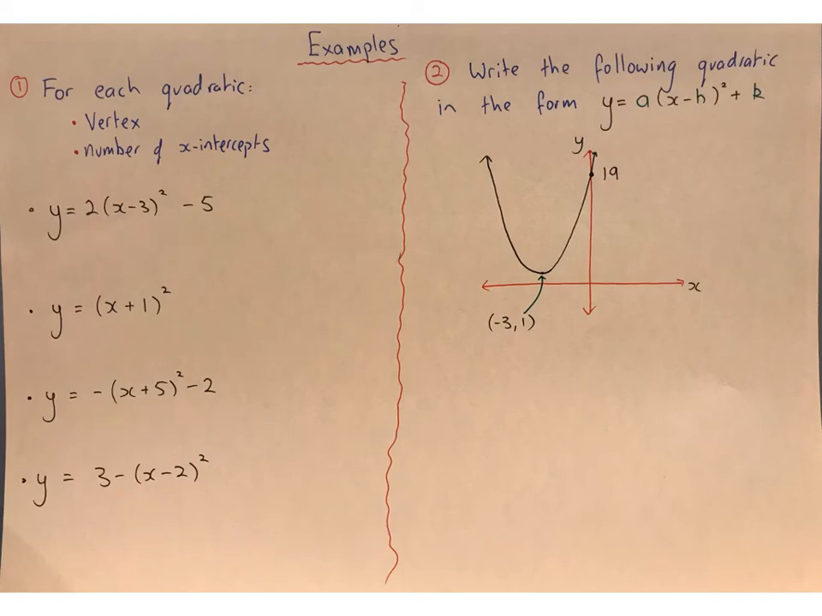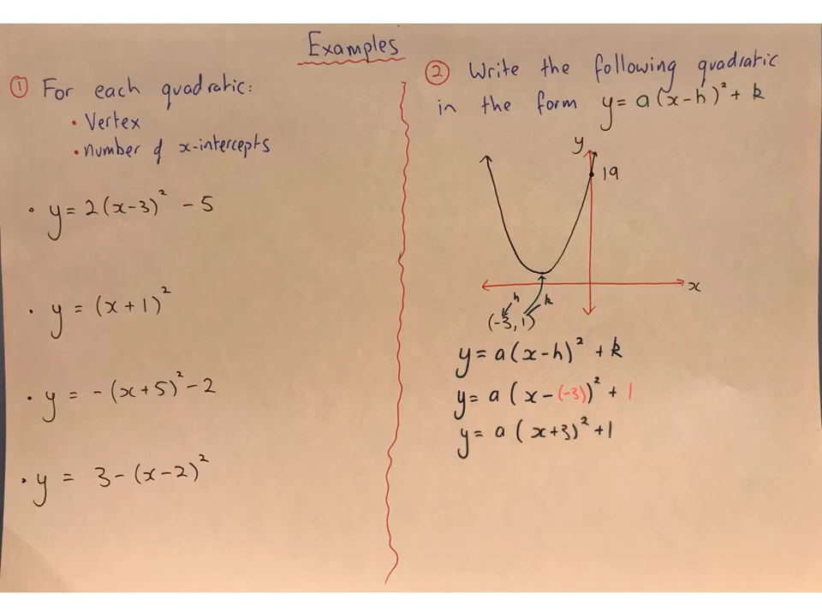Now let's look at going the other way. Say I'm given a sketch where I know the turning point and one other value, here it's the y-intercept. I can determine the equation of this quadratic by simply using the vertex form. So here's my vertex form. Now, my turning point gives me the value of h and the value of k. Substituting those in and simplifying, I get y equals a (x plus 3) all squared plus 1.